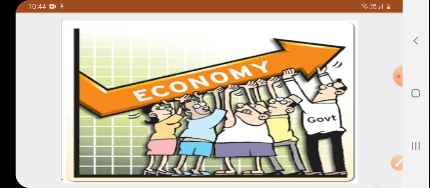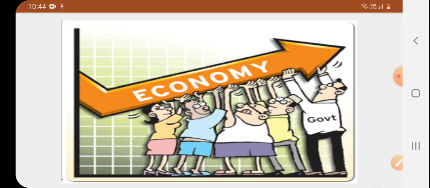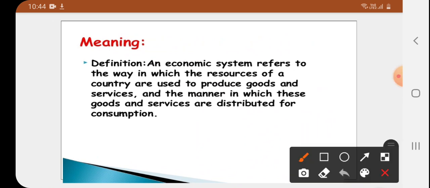what the term means or defines in a clear way. So let's understand the meaning of economy. An economic system or an economy refers to the way in which the resources of a country are used to produce goods and services. Okay, it is a system which refers to the way in which the resources of a country are used.